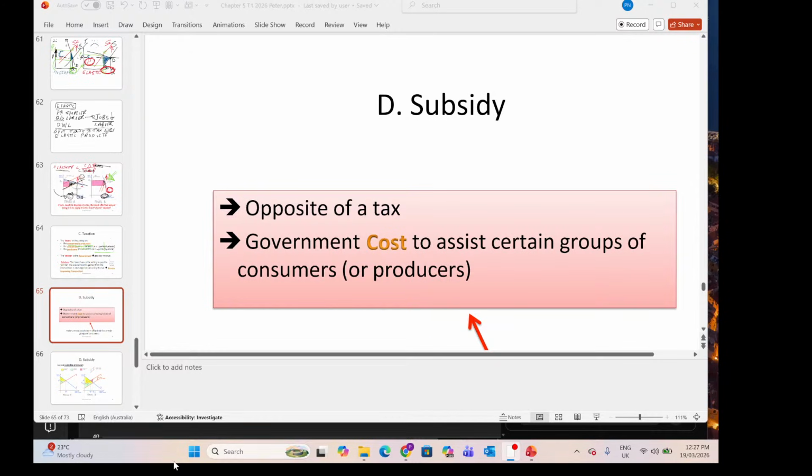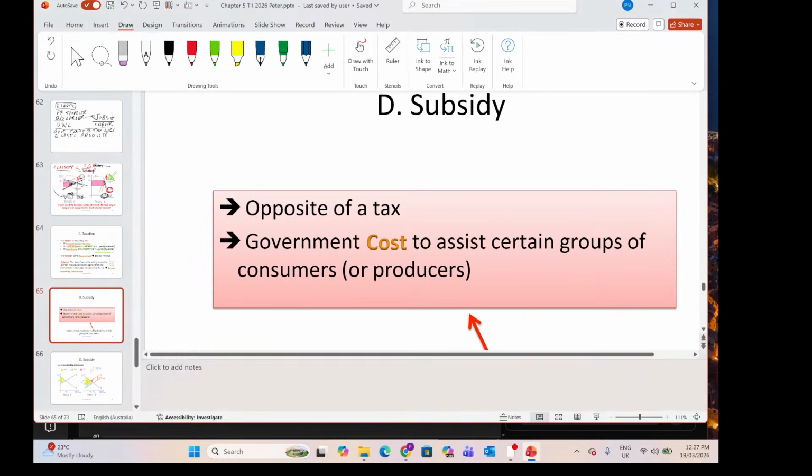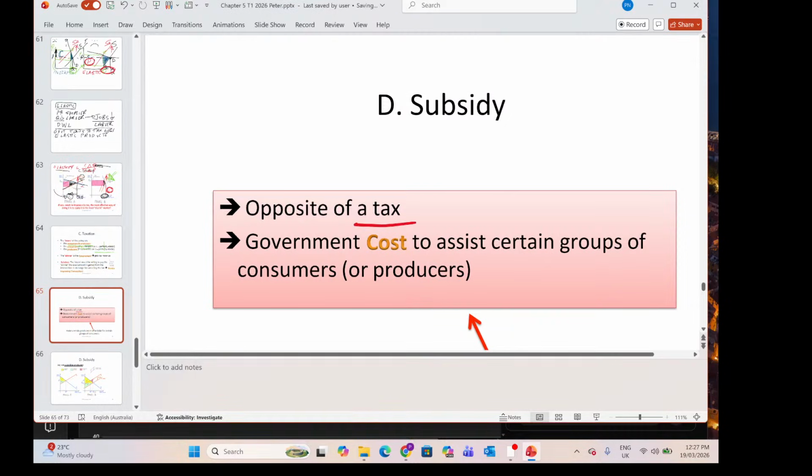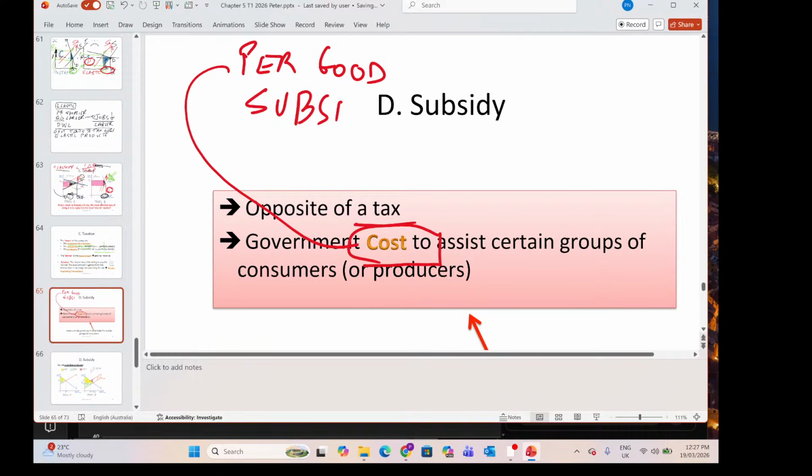So a subsidy is the opposite of a tax. It's a cost to government. How much does it cost government? It costs the government the per good subsidy multiplied by the number of goods.